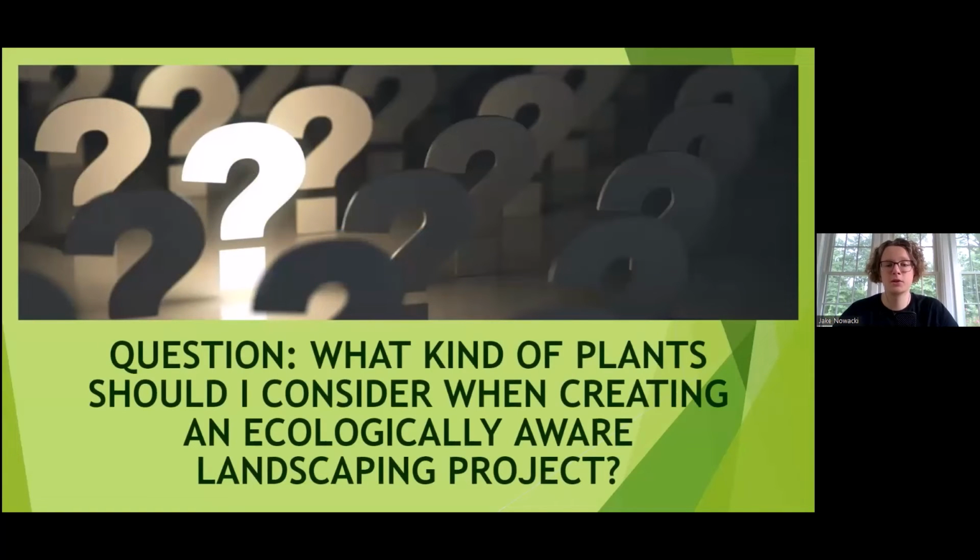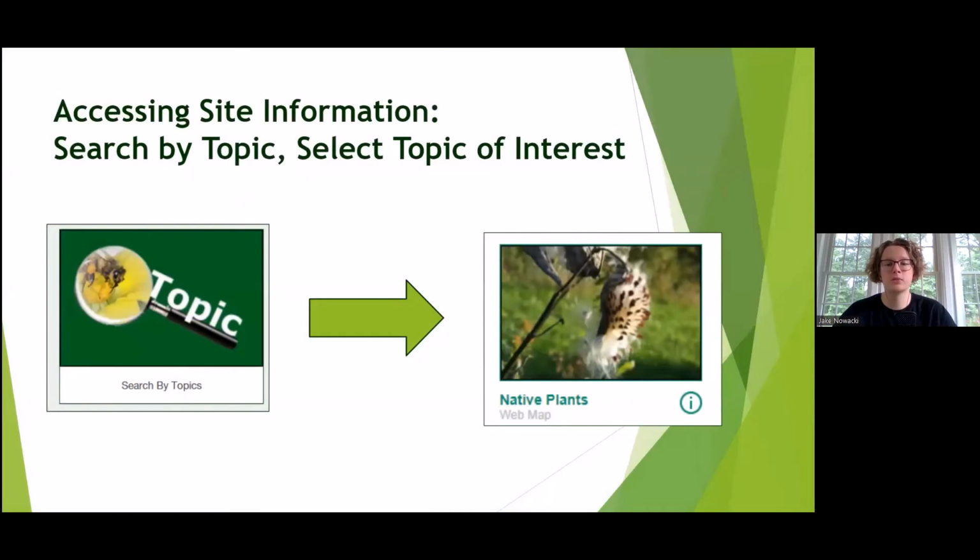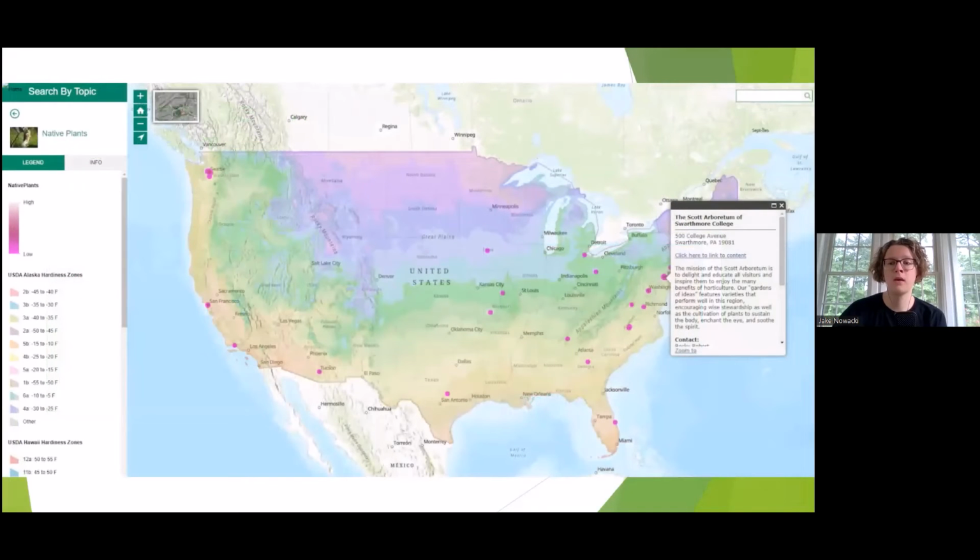Now on to another question. What kind of plants should I consider when creating an ecologically aware landscaping project? Again, you can search by topic and find the native plants section. This is the map for the native plants section, with each dot representing a contributor. Let's zoom in on southeastern Pennsylvania and find the Scott Arboretum of Swarthmore College.